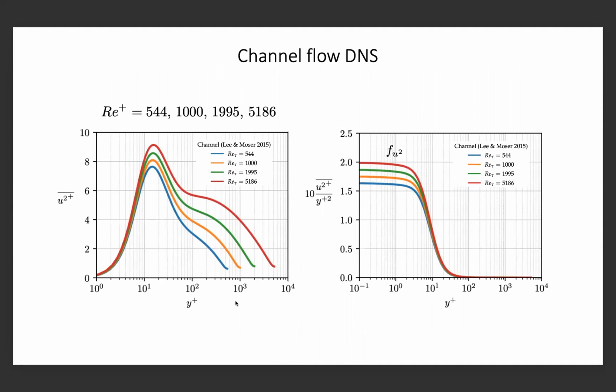On the left, we see the turbulence intensity scaled the usual way. And we see the growth in the inner peak and all the features we've seen before. On the right, we're evaluating fu squared. So we know that that's the ratio of u squared plus over y plus squared near the wall. And we can see that it asymptotes nicely to a constant value as y plus goes to ever smaller values. So, all right, now that we have that constant, what do we do with it?